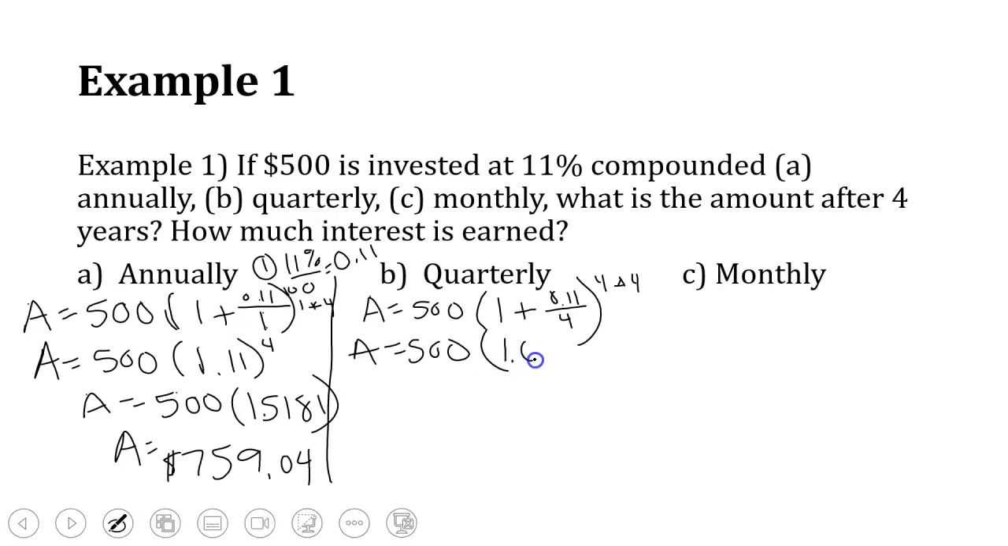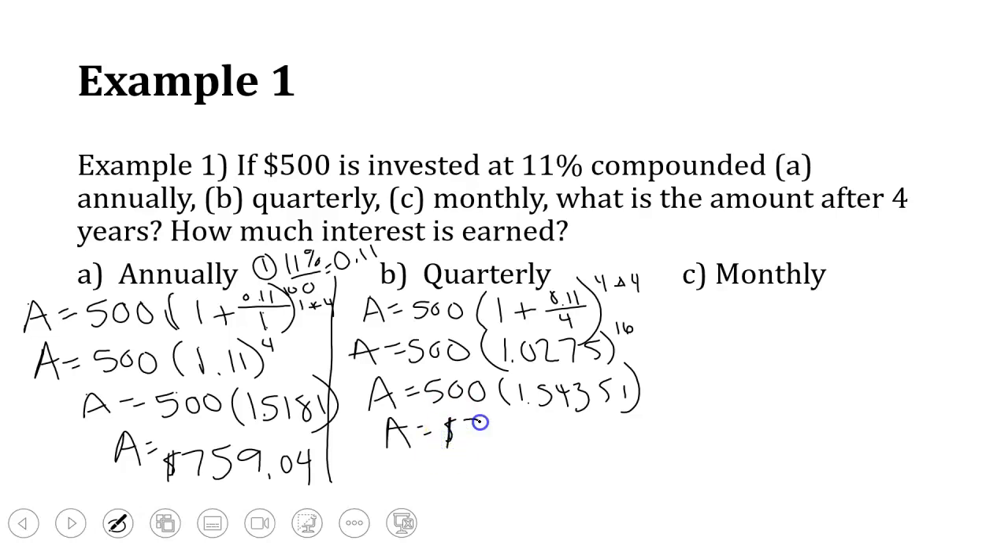So you get 1.0275. 4 times 4, so raised to the 16th power. Again, do not do anything with that 500. You have to handle the exponents, order of operations first. So type in that decimal, and then the little upward arrow means exponents, and then you can put 16, so raised to the 16th power, then hit enter. So then that equals 1.5351. And now multiply it with that 500. And then you get 771 dollars and 76 cents.